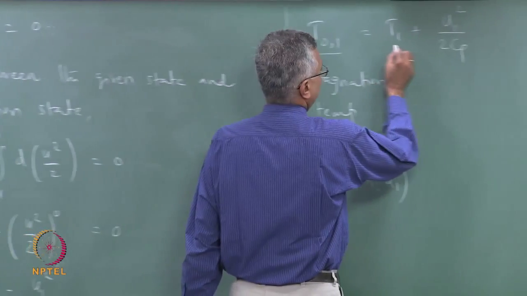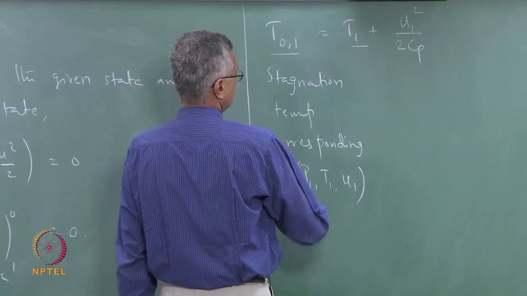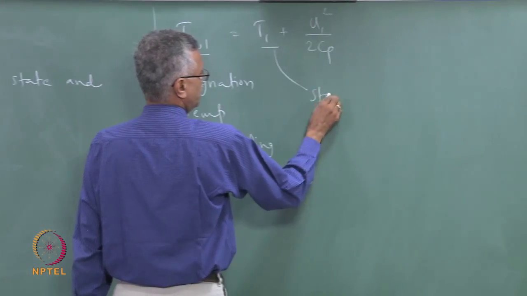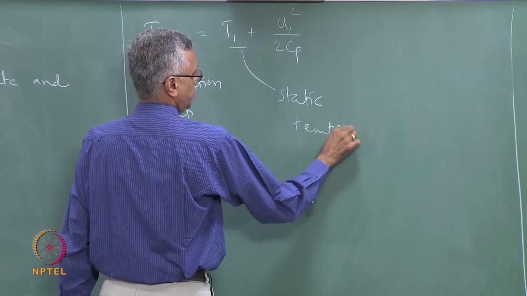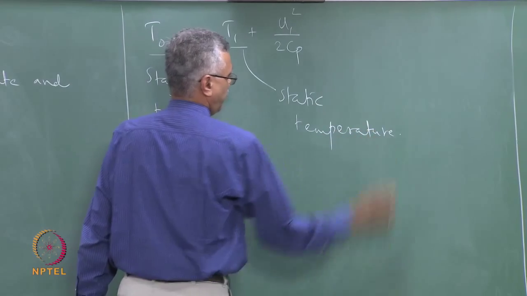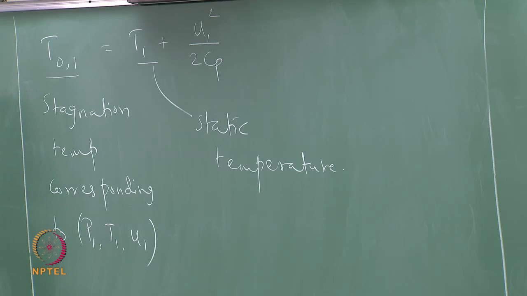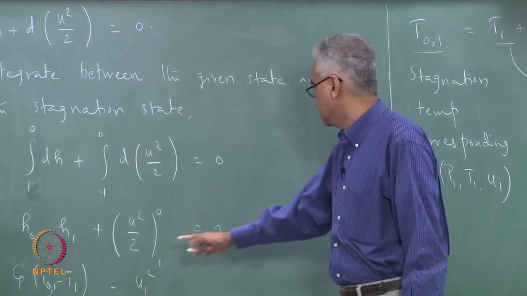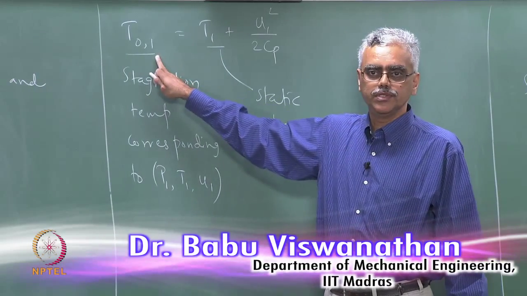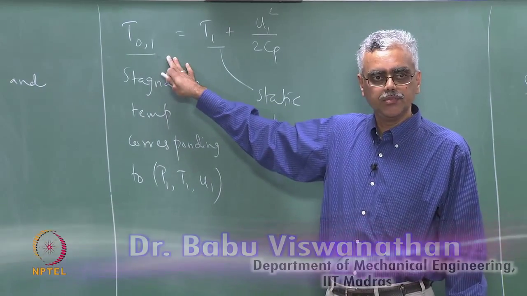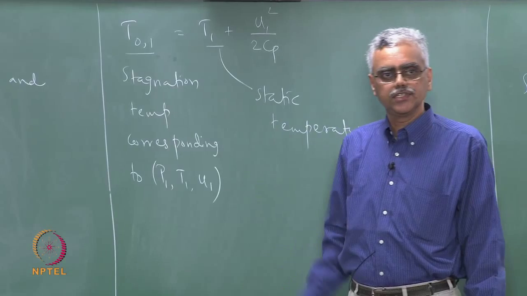And this temperature from now onwards, because we are calling this stagnation temperature, this temperature from now onwards will be called as the static temperature. Okay. So now we can make the distinction stagnation temperature and static temperature. So notice that this is a local reference state because for each static state 1 we have a stagnation temperature. We will calculate the stagnation pressure in the next class and then discuss this further.